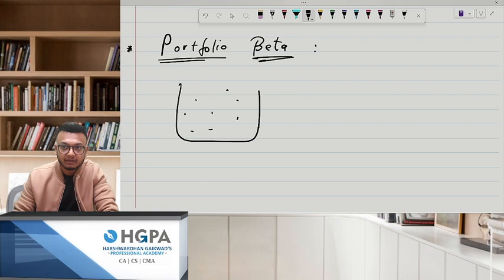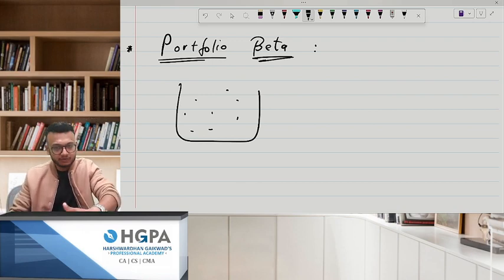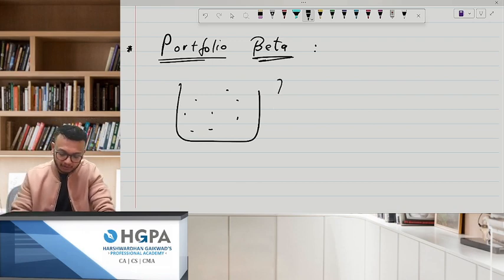All securities are there. You compute all the beta by using any of the formula. Now they are asking you what? The entire portfolio beta. How will you do it?